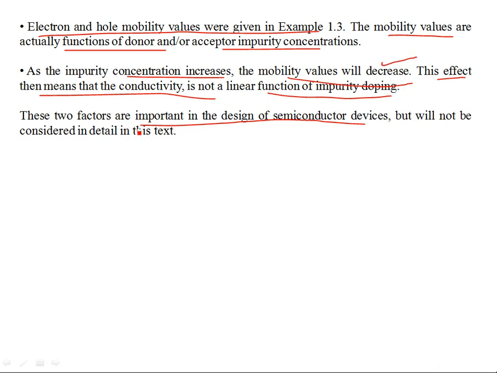These secondary effects are not discussed much here, but they are usually taken up in designing a semiconductor material for certain conductivity and resistivity properties. We will not consider this in detail in this text. Okay, that's all for the drift current. We're going to continue with the diffusion current in the next video.